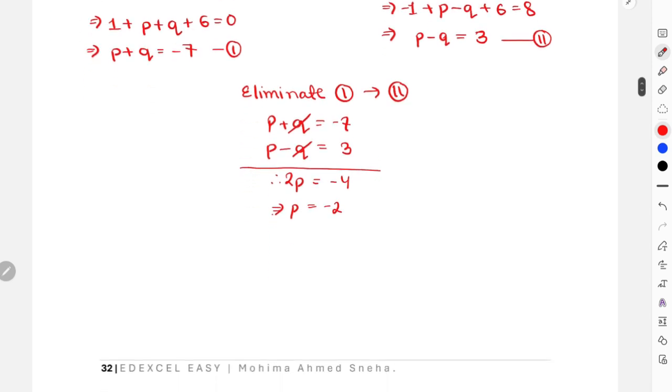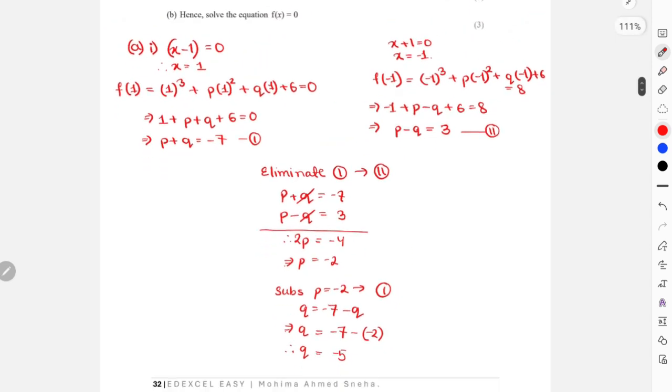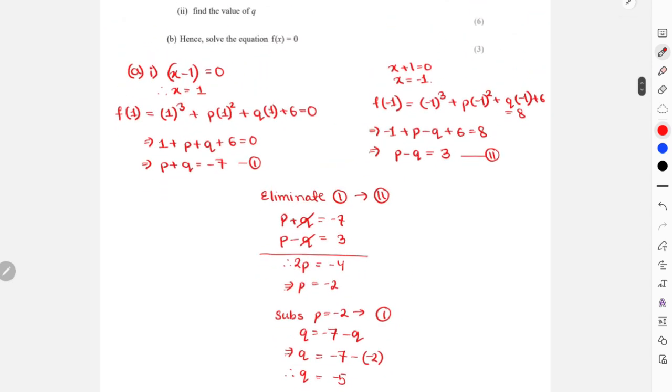Using this value for p, I can easily calculate the value for q also. I'll just have to substitute p equals -2 into equation 2. Wait, sorry, made a mistake. Let's just input this in 1. Then you have -7 minus q, so you have -7 minus -2, which is +2, so this is going to be -5. So the value for q turns out to be -5. Yep. So that is for part A.